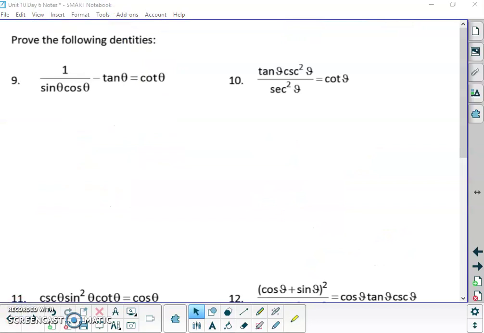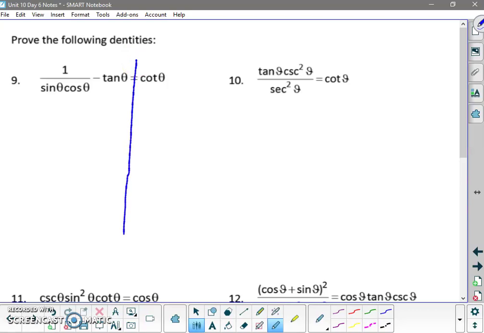Okay, so now we're going to tackle some identities. If you remember from last week, we said an identity is different from an equation. Treat the equal sign as a wall. Basically we have two separate expressions on each side, and what we want to try and do is get those expressions equal. So I'm going to start with the easiest side.